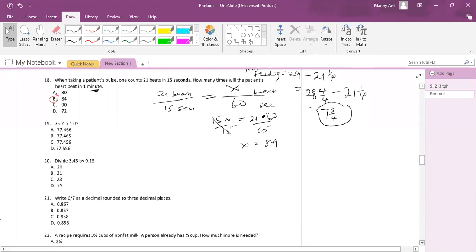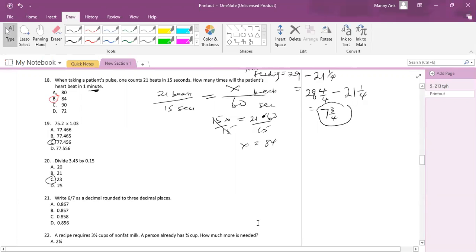All right, number 19, I believe you should do that. So that is, if you multiply, you should get C. Number 20, if you divide, you should get 23.